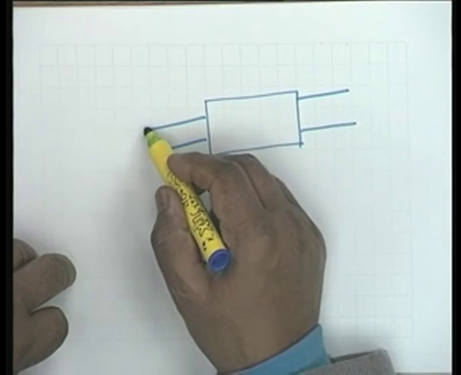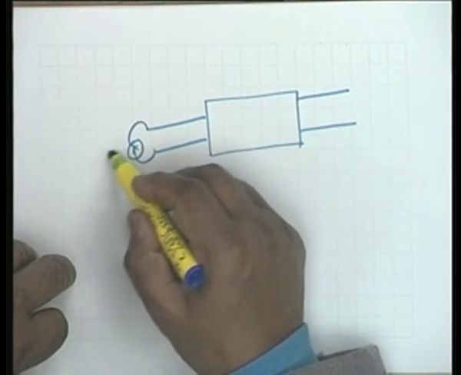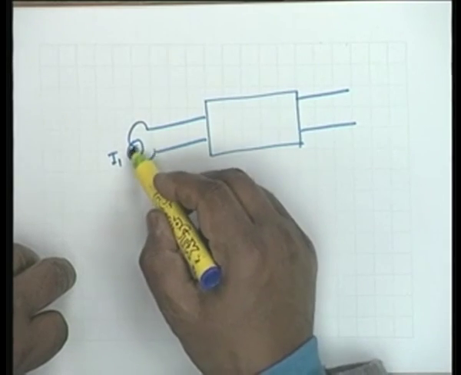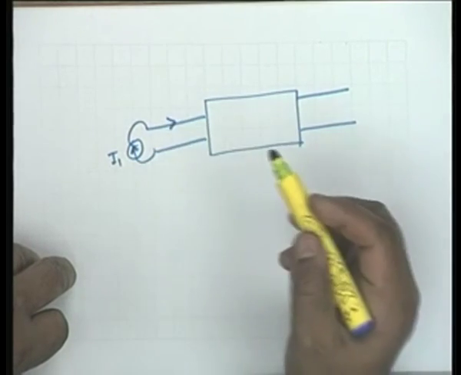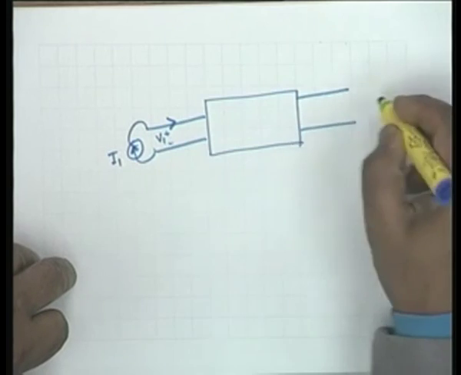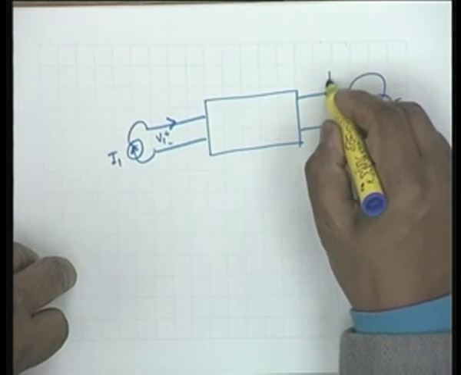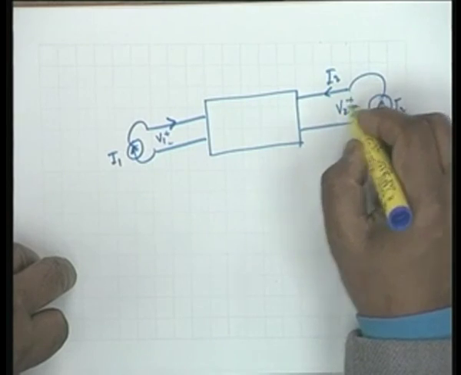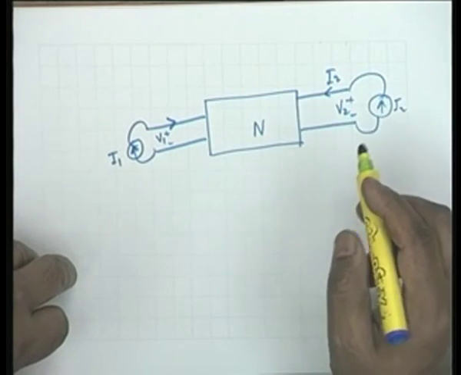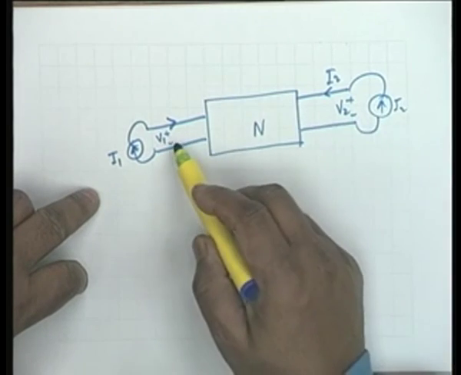In other words, what we do is connect a current generator here, I1, note the arrow, I1 has to go here, and let the voltage be V1, connect a current generator here, I2, so that current enters here and the voltage is V2, this is N. What we have to do is to express V1 and V2.